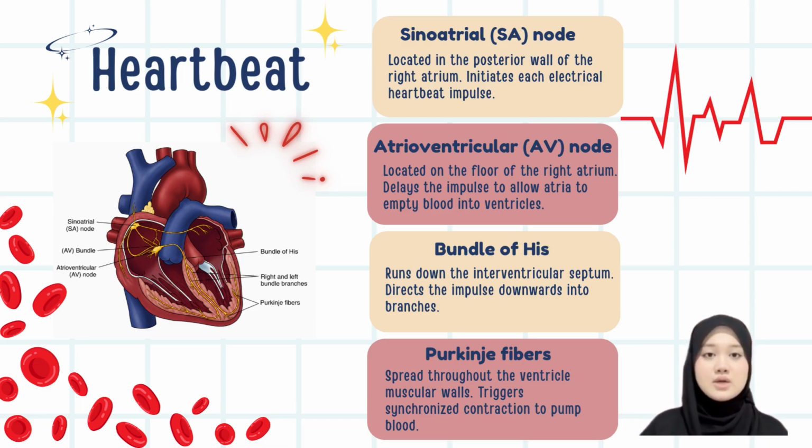Running directly down the interventricular septum, it acts as a highway that directs the impulse downwards into the left and right branches. Finally, the Purkinje fibers spread the signal throughout the ventricle muscular walls. This triggers a perfectly synchronized, powerful contraction to pump blood out to the body. This entire sequence happens in less than a single second, keeping us alive with every beat.